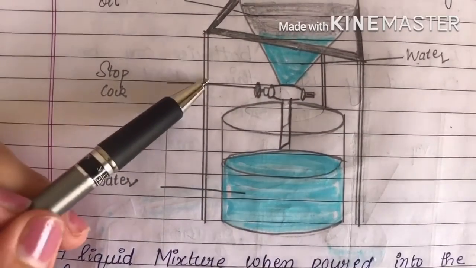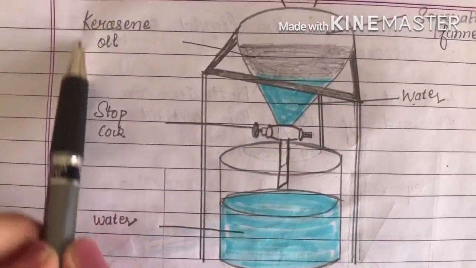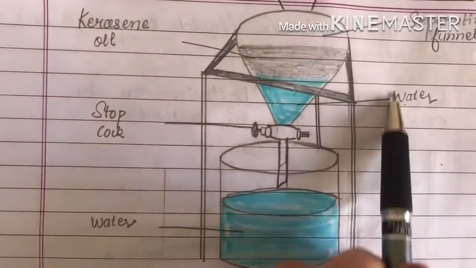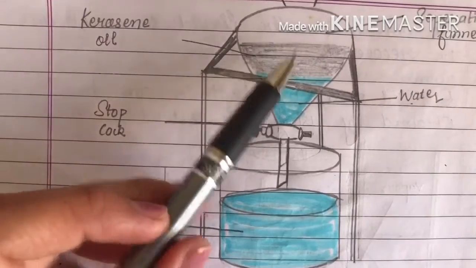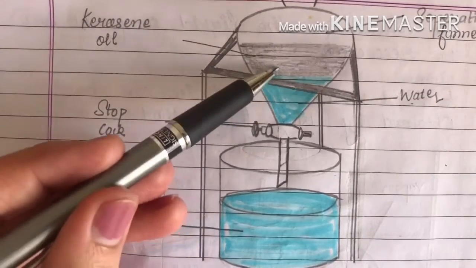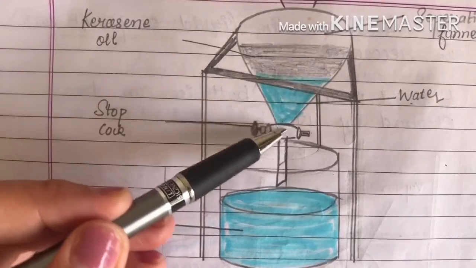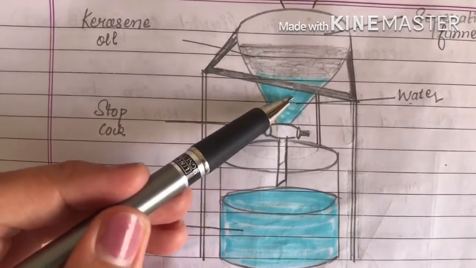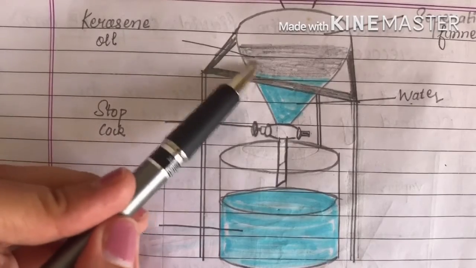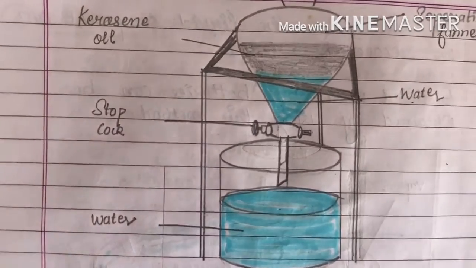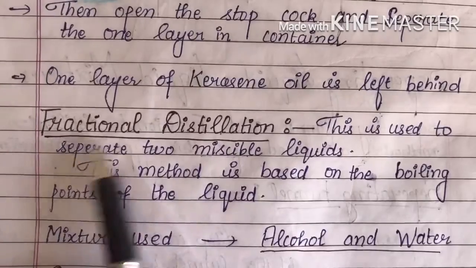So in this method we separate the liquid mixture. Kerosene is in liquid form and water is also in liquid form. After standing, sometimes they form different layers. So firstly we collect one layer, that is the water layer, in a beaker, and then the other layer of kerosene oil. So the next method is fractional distillation.